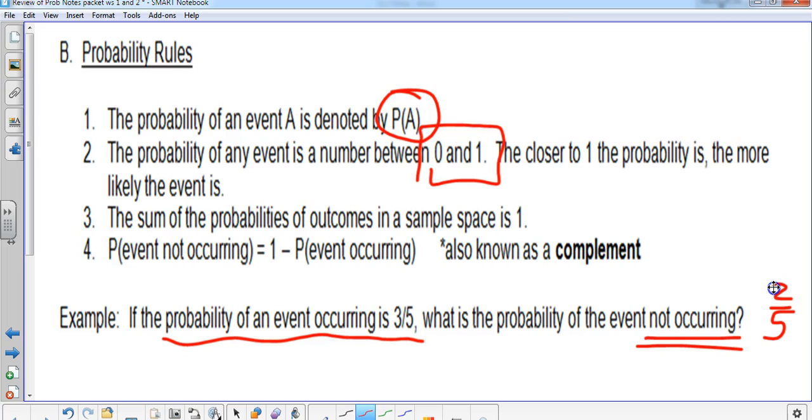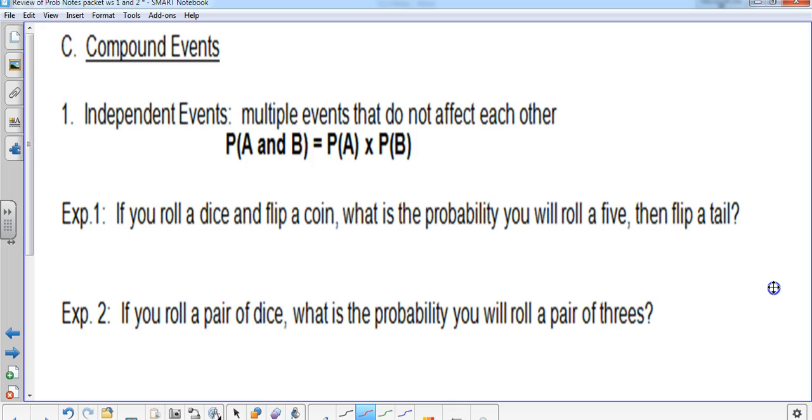All right, we good? All right. Compound events can be independent or dependent. Independent is when you have two events that don't affect each other. For example, you're going to roll a dice and flip a coin. Okay? What's the probability you roll a 5? It's 1/6. The probability you flip a coin and get a tail is 1/2. So the probability that you were to get a 5 and a tail would be 1/12, because one doesn't affect the other. Okay?